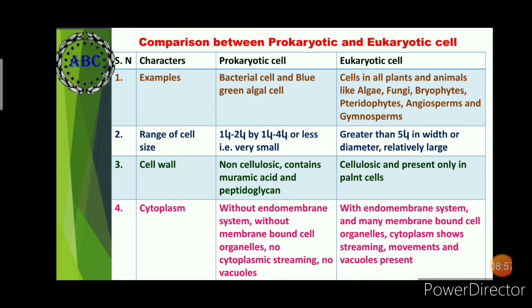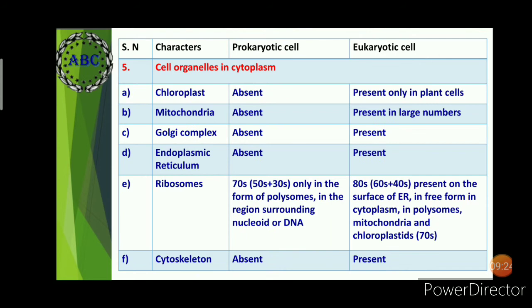Next character is the cytoplasm, in which the prokaryotic cell shows cytoplasm without endomembrane system, without membrane-bound cell organelles, and there is no cytoplasmic streaming and no vacuoles. Whereas in the eukaryotic cell, cytoplasm with endomembrane system and many membrane-bound cell organelles are present. Cytoplasm shows streaming movements and vacuoles are present.